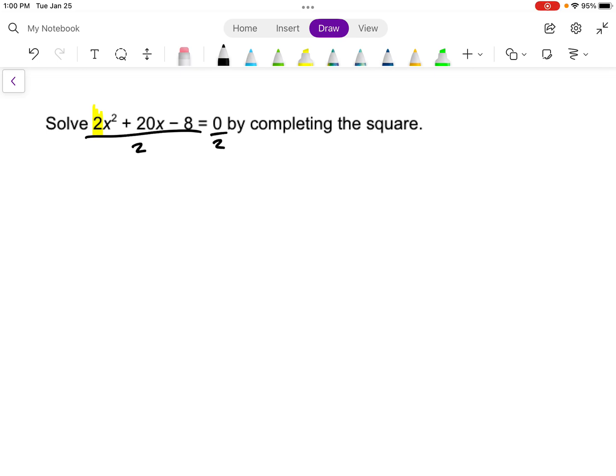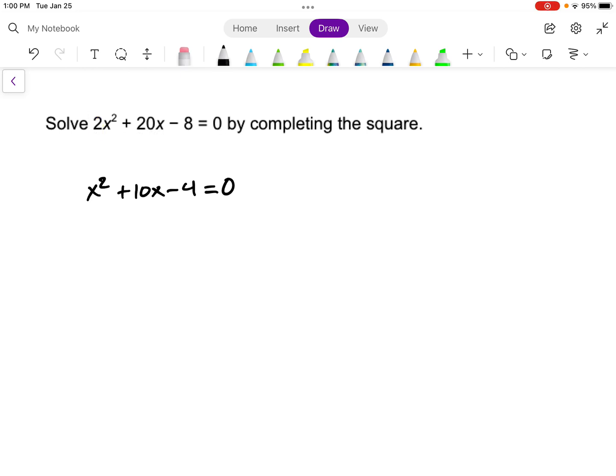When I do that, make sure you divide each term by 2. So 2x squared divided by 2 is just x squared. 20x divided by 2 is 10x, and a minus 8 divided by 2 is a minus 4. Over on the other side, 0 divided by 2 is still just 0. So if you do have a leading coefficient, like that 2 right there, you need to divide by that leading coefficient at the very beginning just to get rid of it.